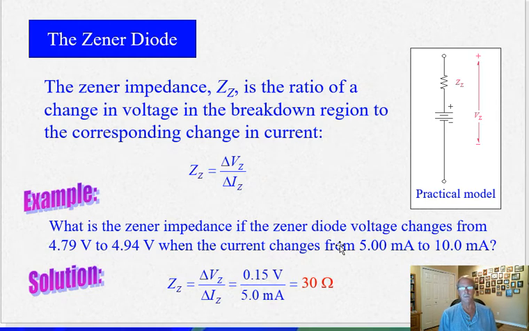So what's the Zener impedance? Well, delta V over delta I is going to be 0.15 volts, right? 4.79 to 4.94, that's 150 millivolts, divided by 5 milliamps, and that's the change. So we're going to get 30 ohms, okay? Doesn't change very much when you think about it. We're doubling the current, right? But the voltage only changes by 150 millivolts. That's pretty good regulation, and that's why these are used in voltage regulators.